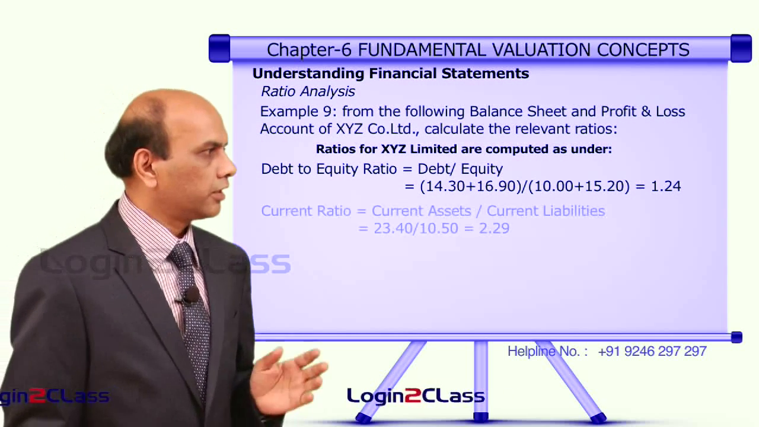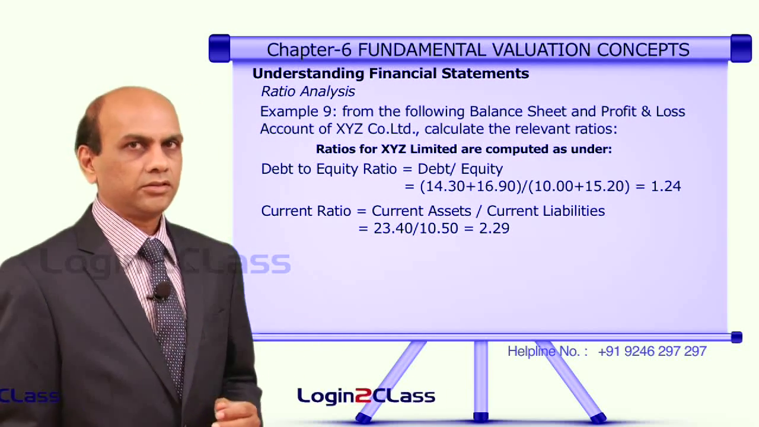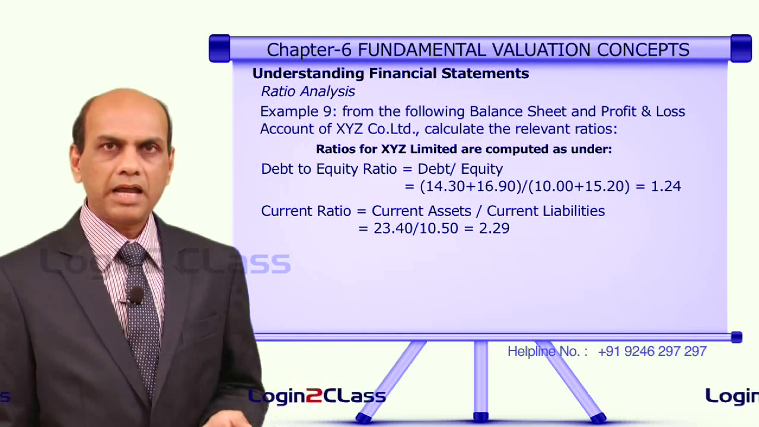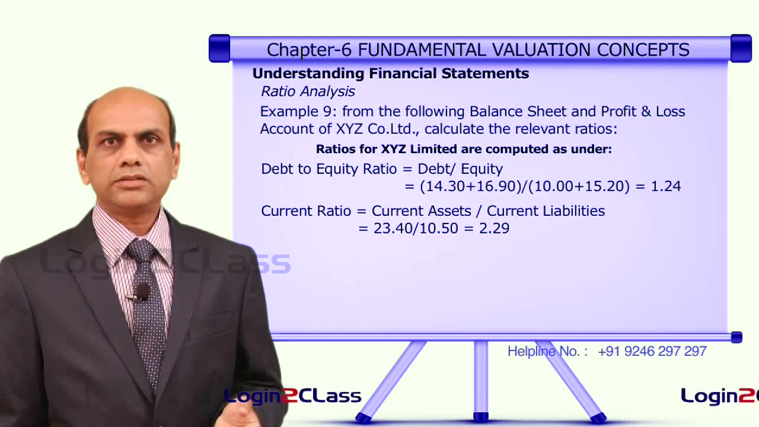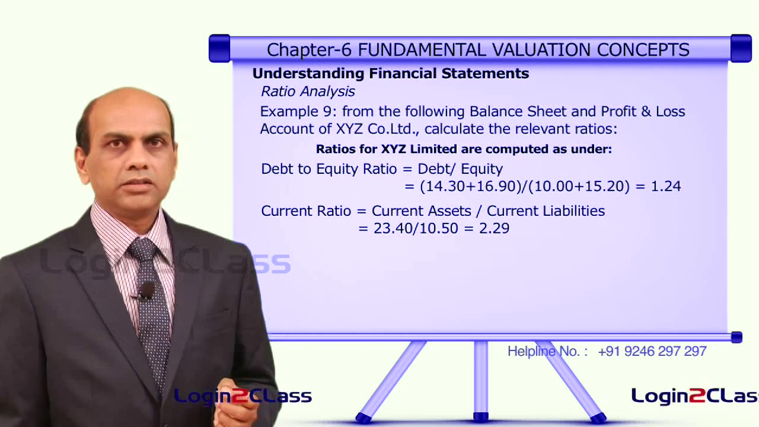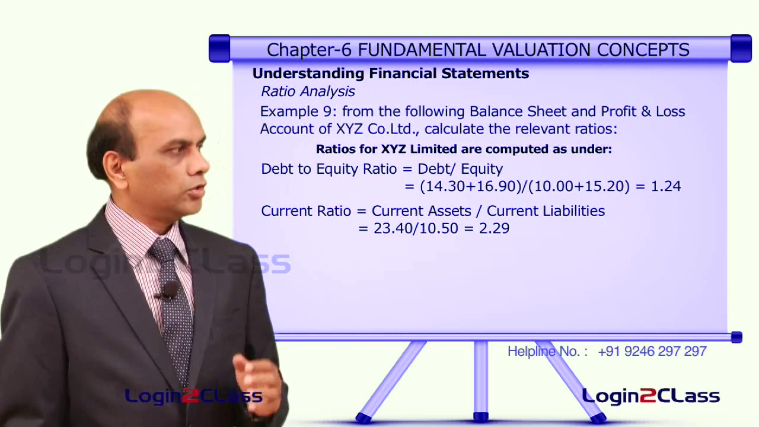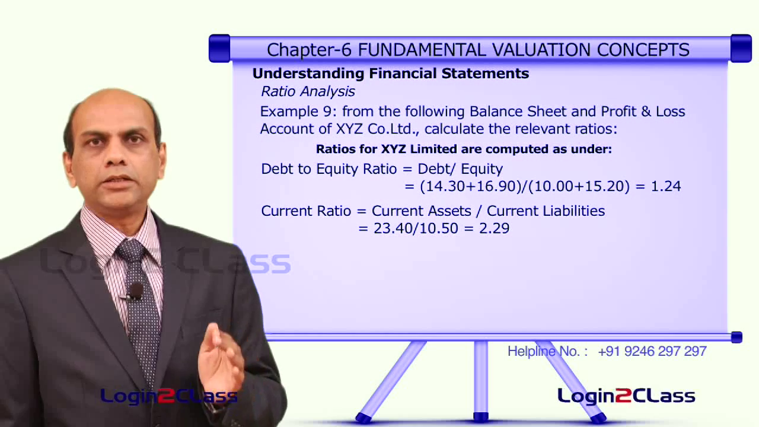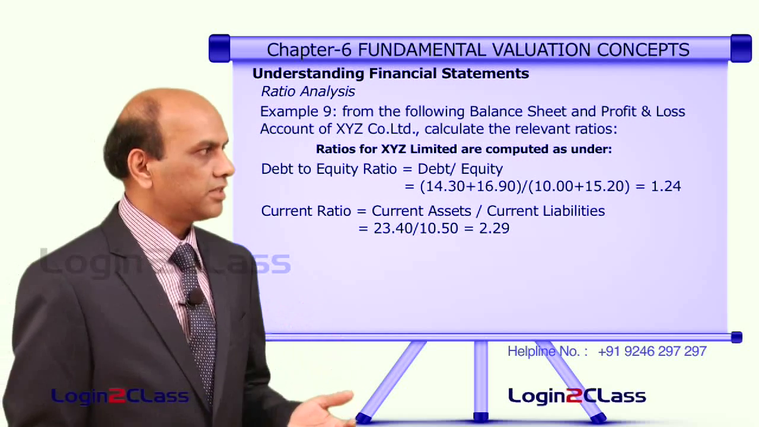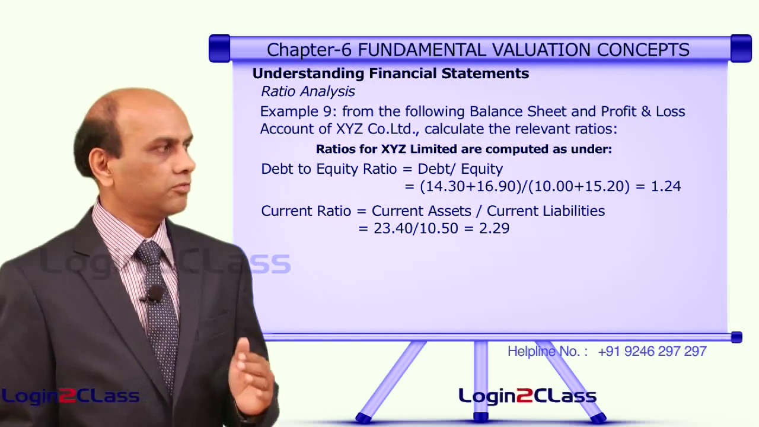Current ratio: the current assets divided by current liabilities. The current assets, as we have already seen, the inventories, the cash, the bank balance, the debtors, all these amounts put together is 23.4, divided by the current liabilities, which are given in the balance sheet as 10.5. So current ratio works out to 2.29. So it's a very good ratio. That means the company has current assets of 2.29 times the liabilities the company has, which is a very good ratio.